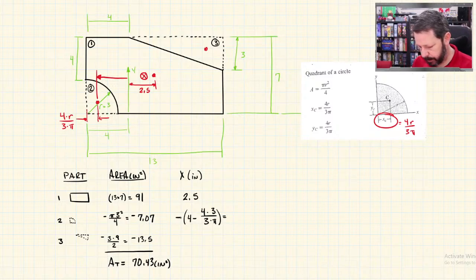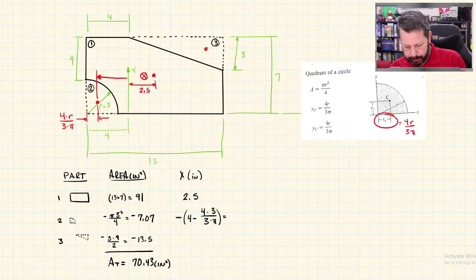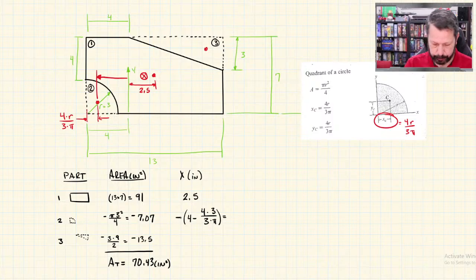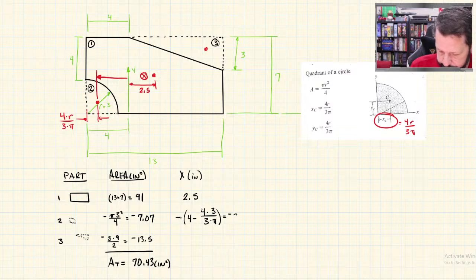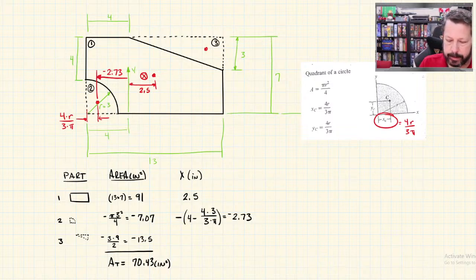So let's see if we can do all that. 4 times 3, divided by 3 times pi, that's 1.27. 4 minus 1.27, so I want 2.73, but I want negative 2.73. So that negative 2.73 is that distance. And that's why I put the y-axis in this weird spot, so that we would have some practice with the fact that it is possible to have a negative distance on our x or y values.